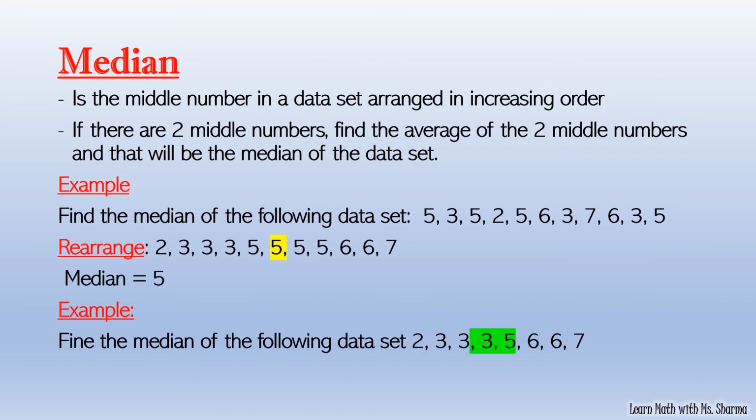And if we cross out the numbers, one on the left, one on the right, second one on the left, second one on the right, third one on the left, third one on the right, there are two numbers in the middle, that is 3 and 5. So we take the average of 3 and 5, and that will be the median of this data set. So 3 plus 5 is 8, divided by 2, which is 4. So 4 is the median of this data set.